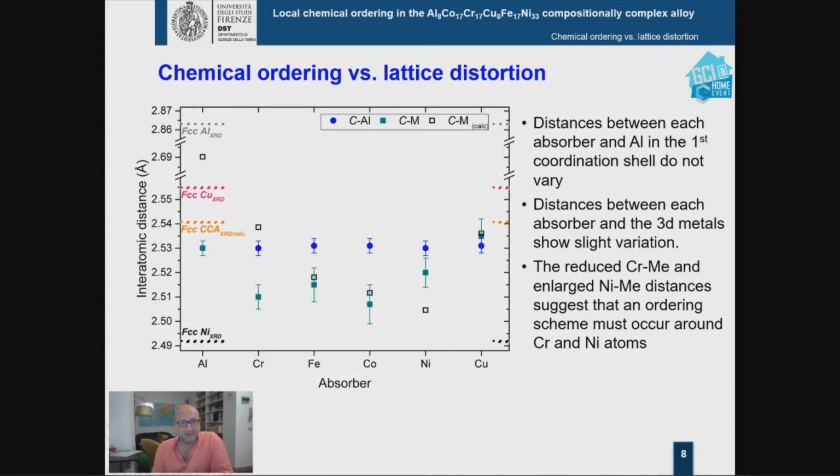We see that there is a reduced distance between chromium and transition metals, and an enlarged one between nickel and transition metals, suggesting that there is an ordering scheme between chromium and nickel, and specifically that there is a coupling between nickel and chromium, since chromium is much bigger than nickel, and vice versa. So a coupling between them could lead to a shift of the empty circles toward the green ones.